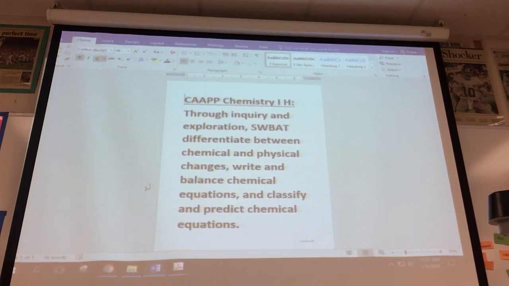We're going to continue with our unit on chemical equations today. Last time we introduced our learning goal through inquiry and exploration. Students will be able to differentiate between chemical and physical changes. We talked about that last time, and we also introduced writing and balancing of chemical equations.